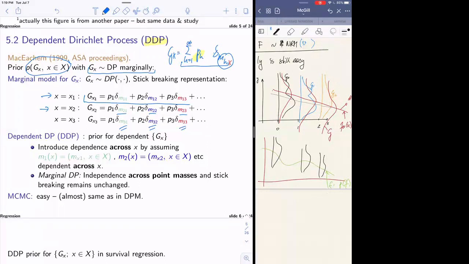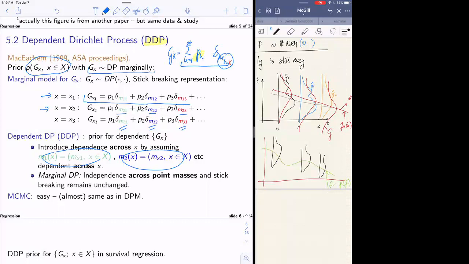And that's actually already it, yeah? So all we are going to do is, while they are independent in a row to satisfy the stick-breaking construction, we'll introduce dependence in the columns. That means we make the locations of the atoms dependent across different x's. So all the green guys become dependent, all the blue guys become dependent, all the red ones, etc. That's the idea.